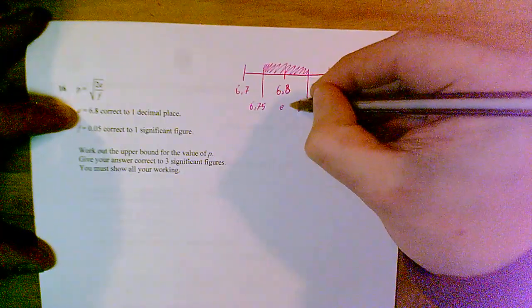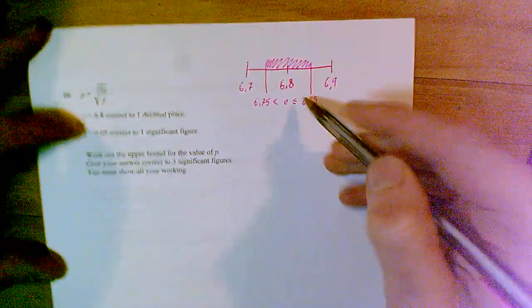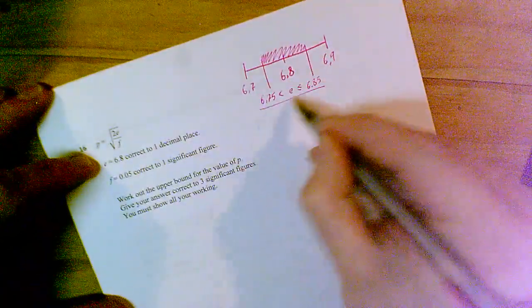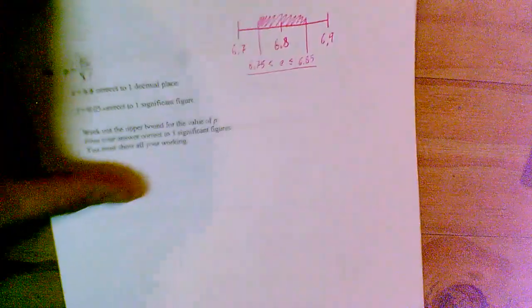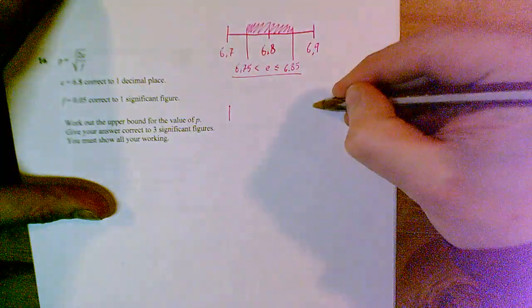So E is somewhere between those values. I'm going to worry about which one I need later, but that's the first thing, finding what the bounds are for E. I'm going to do the same for F.